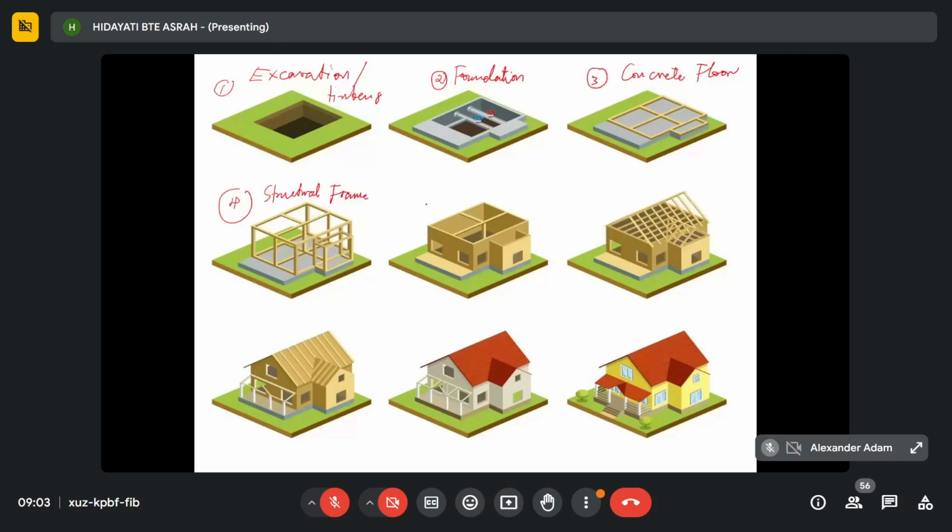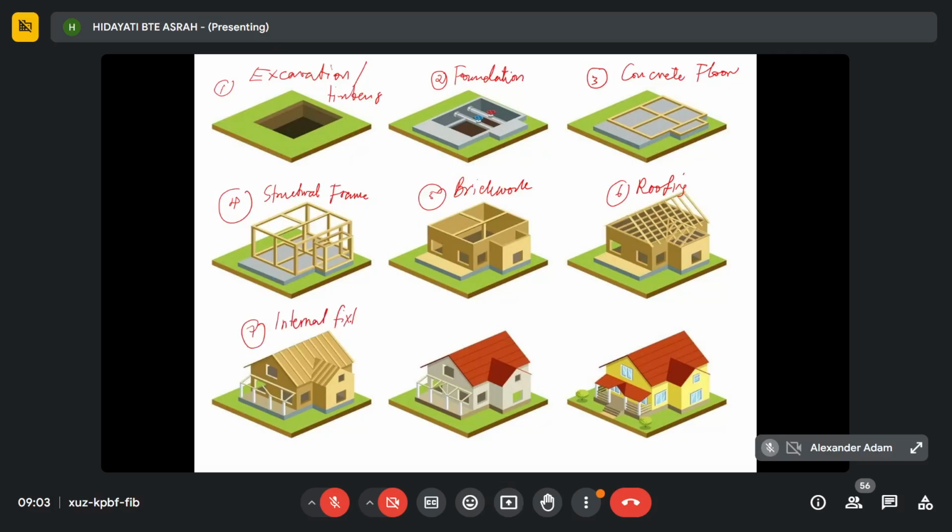In some construction, after they construct the structural frame, they proceed with roofing. But in some construction, they start with the brickwork, the wall construction. So both can be done, you can start with either roofing or the brickwork. In the example in this picture, they start with the brickwork, meaning the wall construction, and after they construct the wall, they construct the roofing.